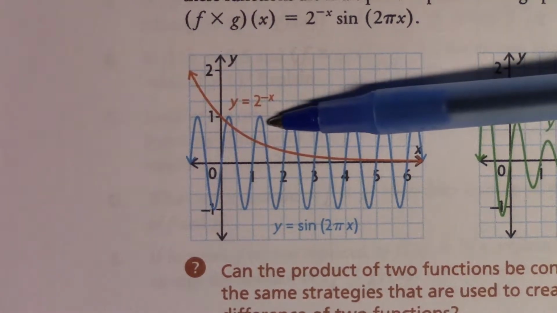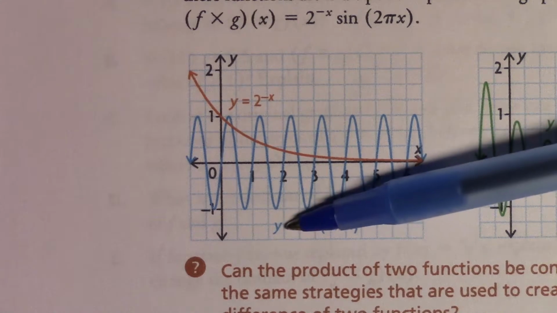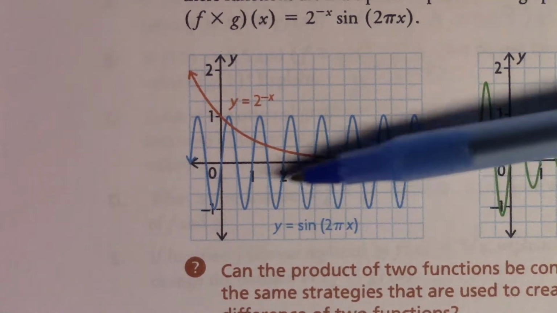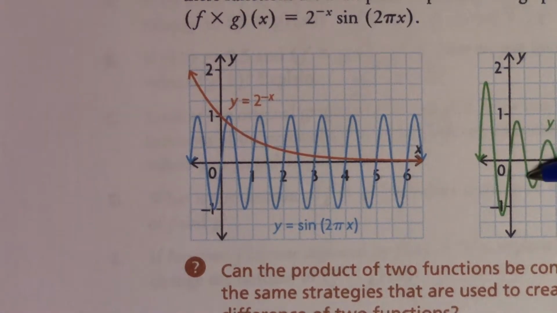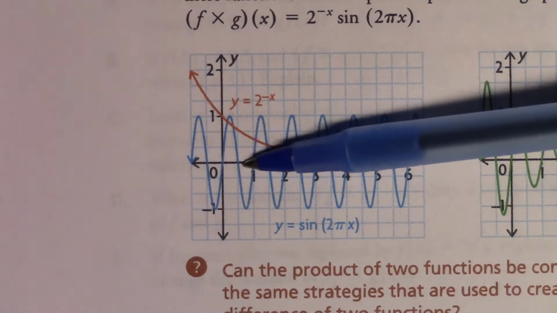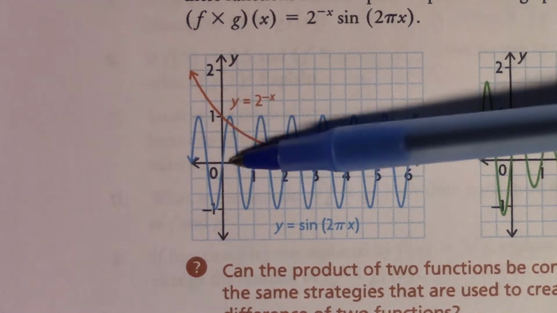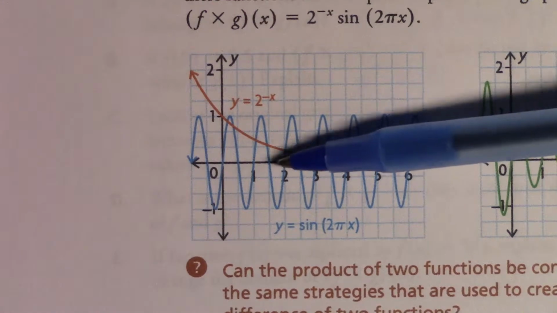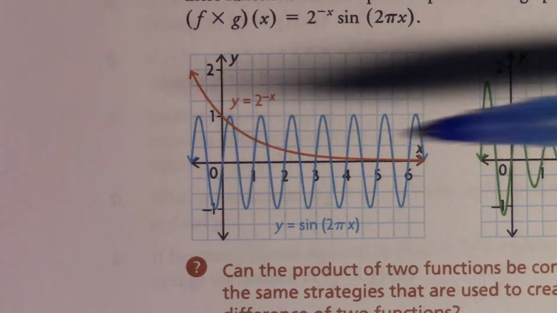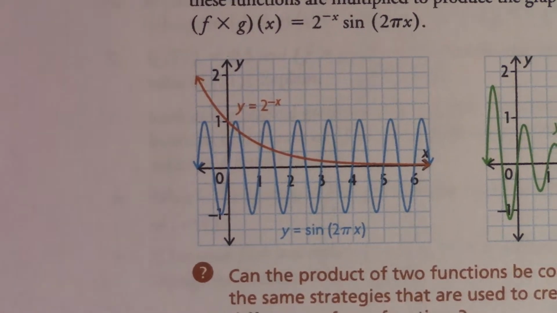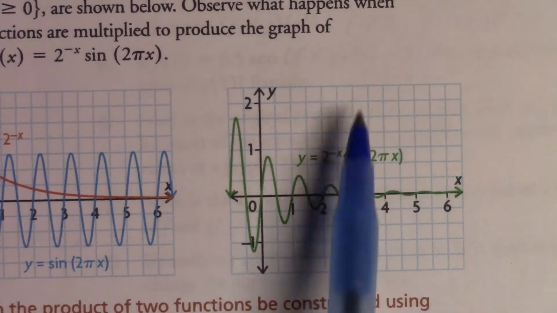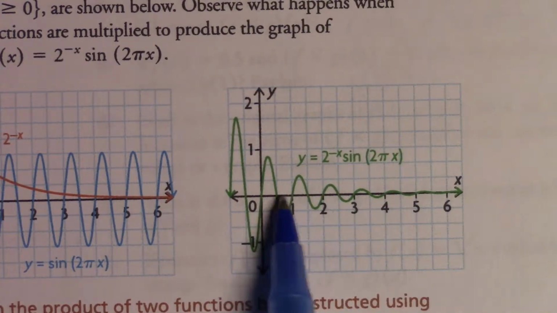0. Because if the red graph hits 0, that's going to get multiplied by whatever the blue value is and vice versa. So our 0 values should be wherever the 0 values are in the original functions. So 0, 0.5, 1, 1.5, 2, 2.5. Okay? So if we look at that, we can see that those are our zeros on the combined function.